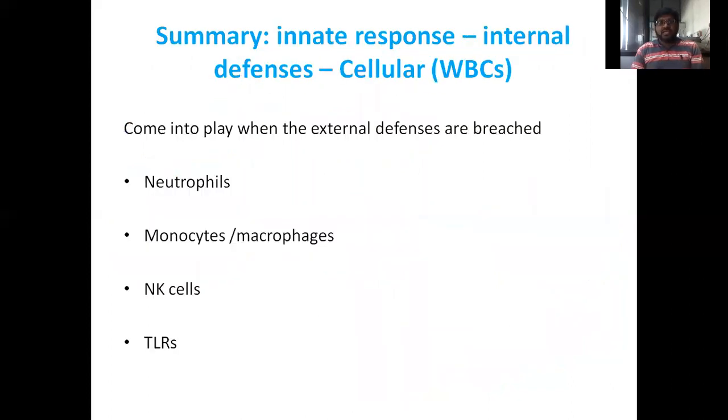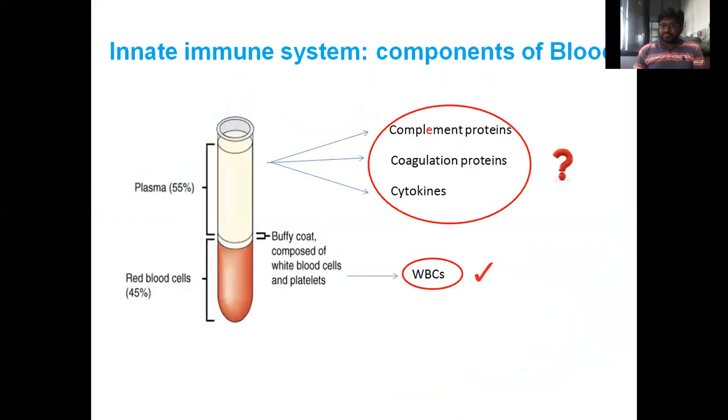Summary: innate response, internal defenses, cellular. They come into play when the external defenses are breached: neutrophils, monocytes or macrophages, natural killer cells, and the TLRs are important features for innate immunity as internal defenses. Components of blood: we discussed the WBC and the role of the WBC in innate immunity.